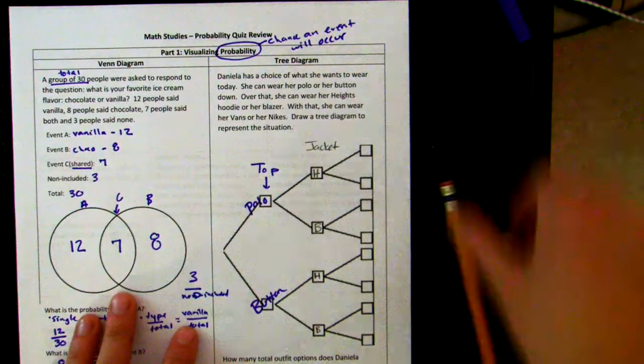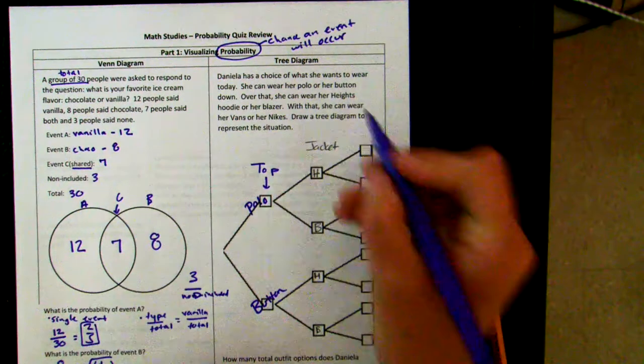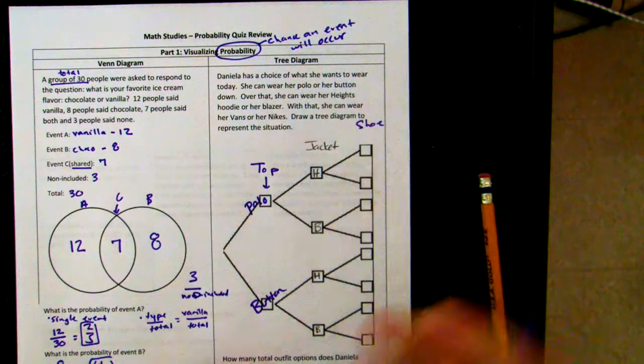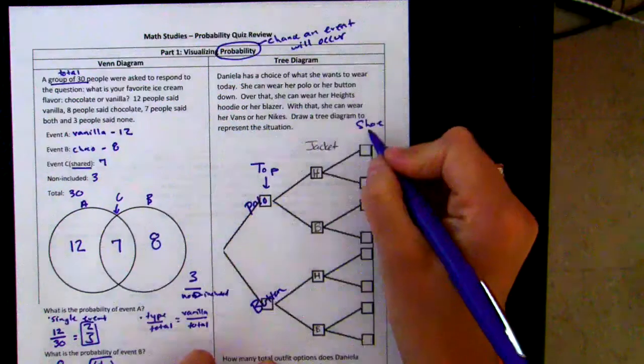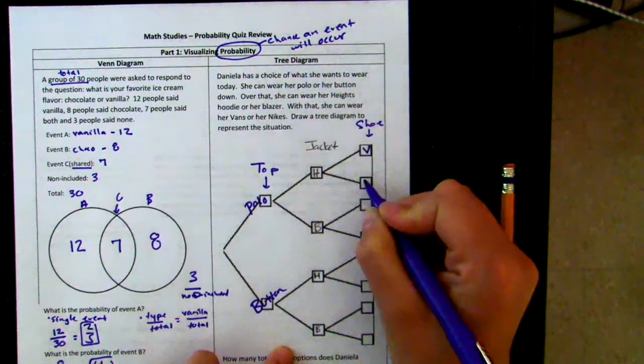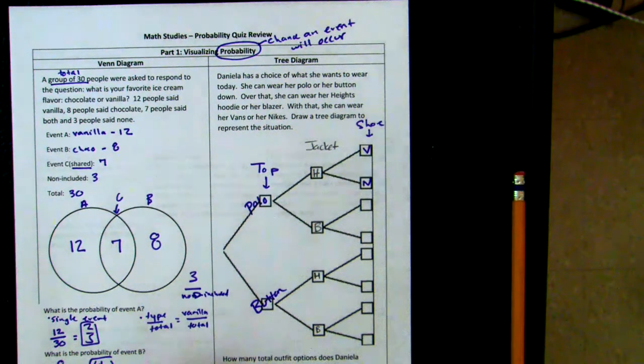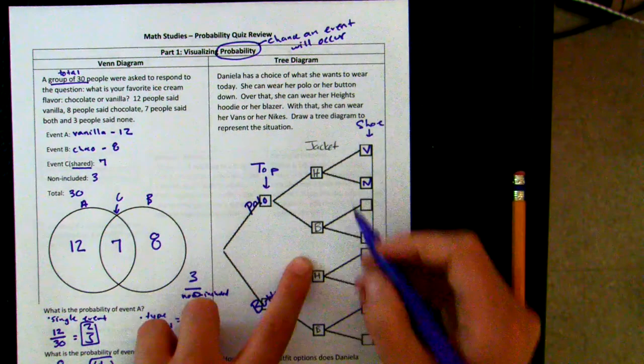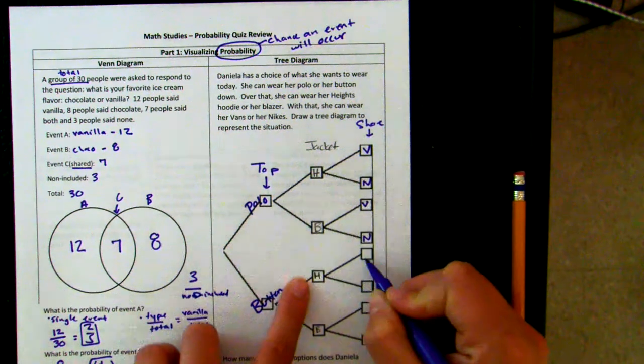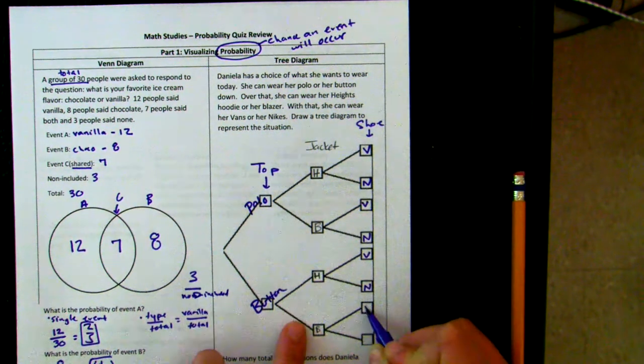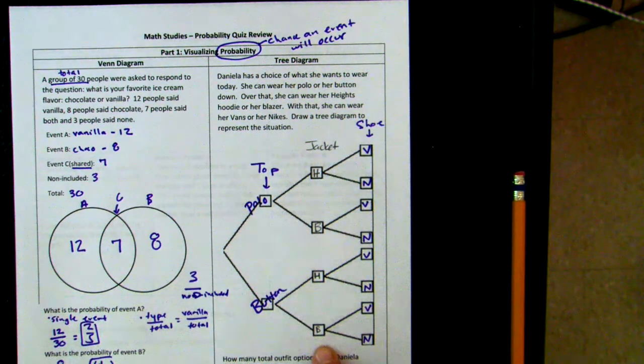Then finally, her last choice is her shoe choice. For her shoes, she can choose her Vans or her Nikes. Those are her only two options, no matter what shirt or jacket she chooses.